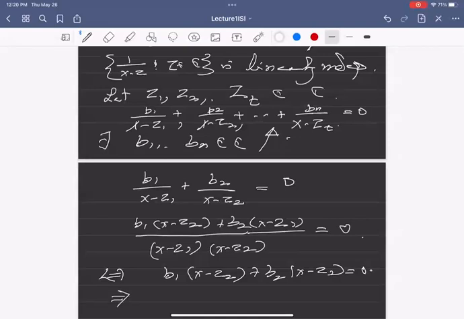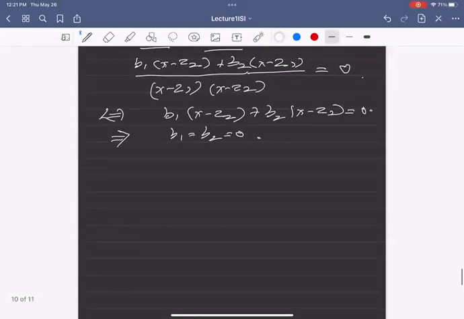First we put x equals z1, then we get b1 (z1 minus z2) is equal to 0. This implies b1 is equal to 0, because the zi's are different. Similarly for b2. So put x equal to z1 and x equal to z2, and you will get b1 and b2 are 0. So these two are linearly independent, and the same trick will work for n rational functions. Just take a common denominator, keep on putting x equal to z1, x equal to z2, etc. You will get all the bi's are 0.